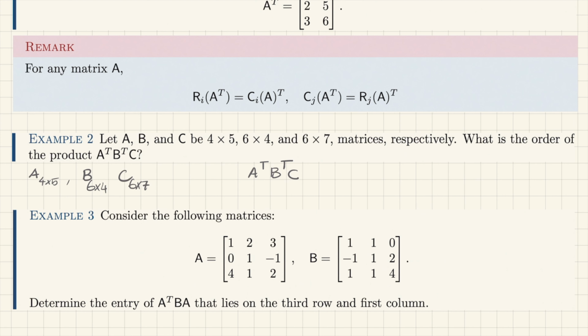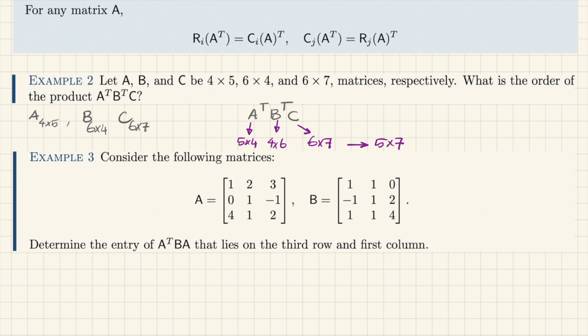What is the order of A transpose? It is 5 by 4, yes? And what is the order of B transpose? It is 4 by 6. And what is the order of C itself? It is 6 by 7. So can you tell me what would be the final order? 5 by 7. It would be 5 by 7. So it's very simple, yes? Is that clear for everyone?